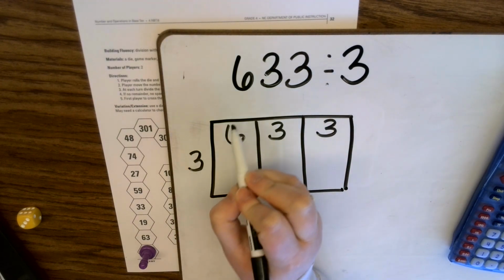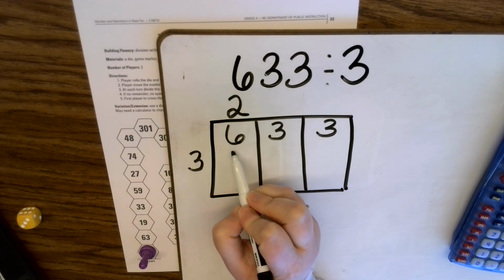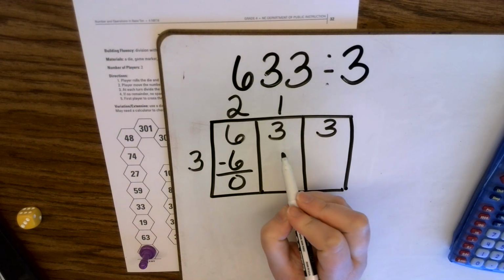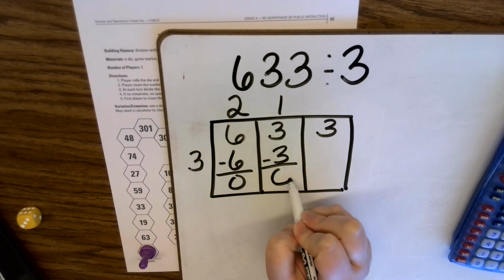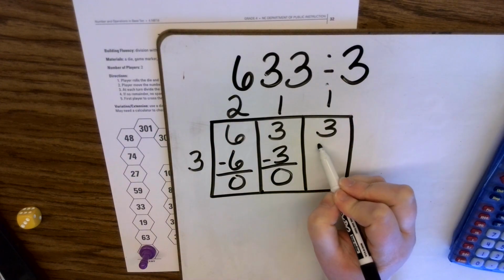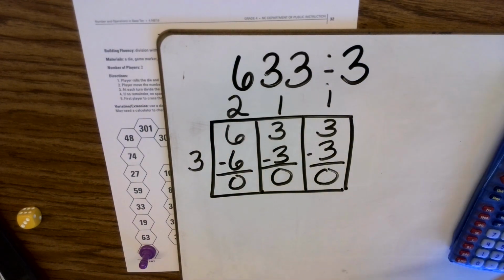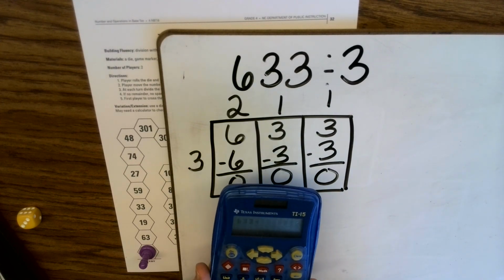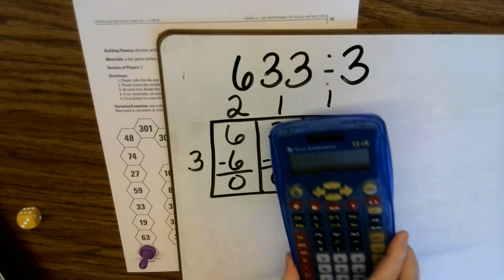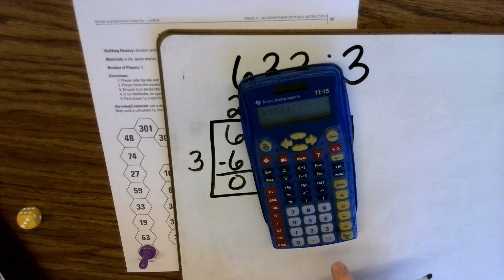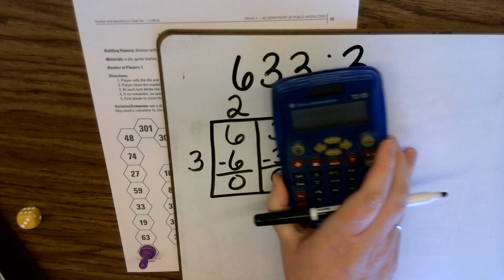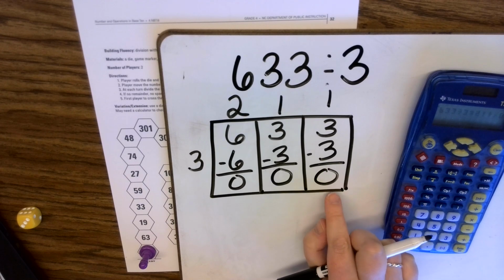Okay, let's see. 3 can go into 6 2 times. That would be 6. Bring down that 0. Okay, 3 can go into 3 once. That's a 0. 3 can go into 3 once. That's a 0. Okay. Then I'm going to double check my partner's. 633, INT divide 3. 211, remainder 0.